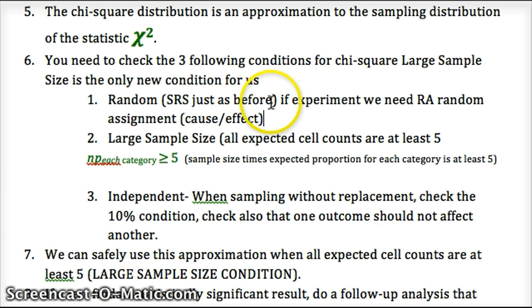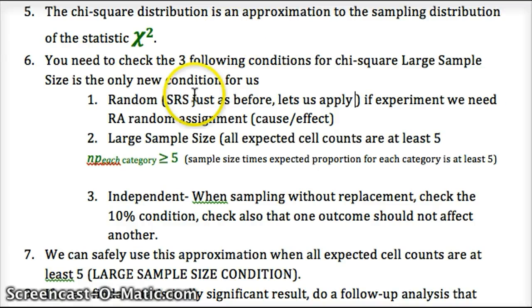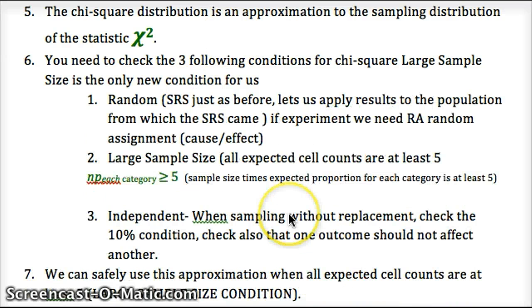Whereas the SRS lets us apply our results to the population from which it came. Now our second condition is a little different. It's large sample size. All expected cell counts are at least 5.